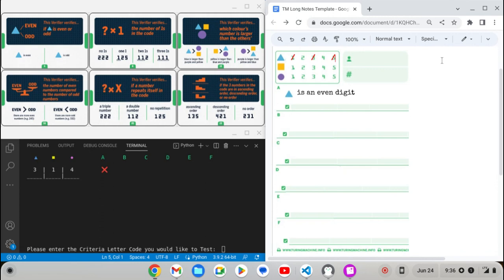Okay, let's see, what else? Since I do have an even, I'd like to know a little bit about the ratio of even to odds. So let's go ahead and test criteria card D. Okay, so again, it does not approve of the proposal that I have of 314.